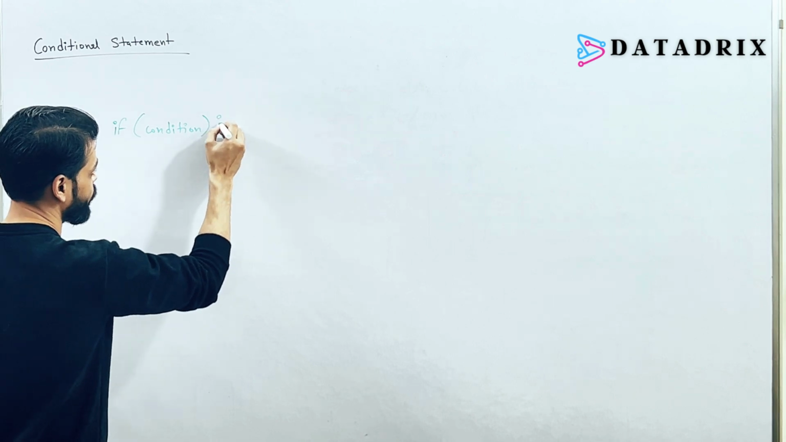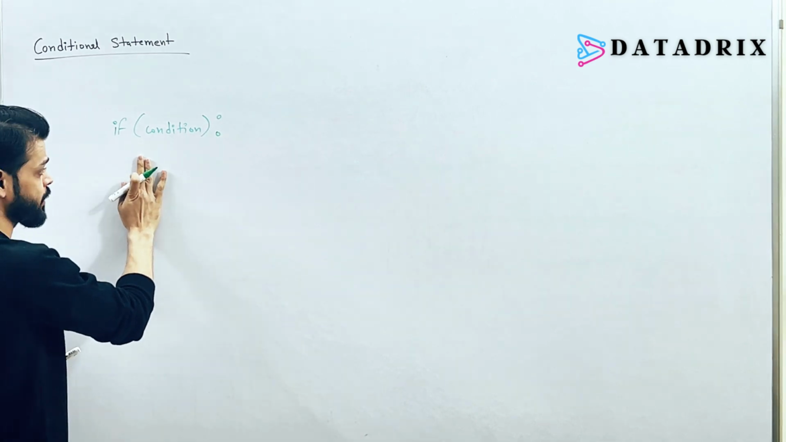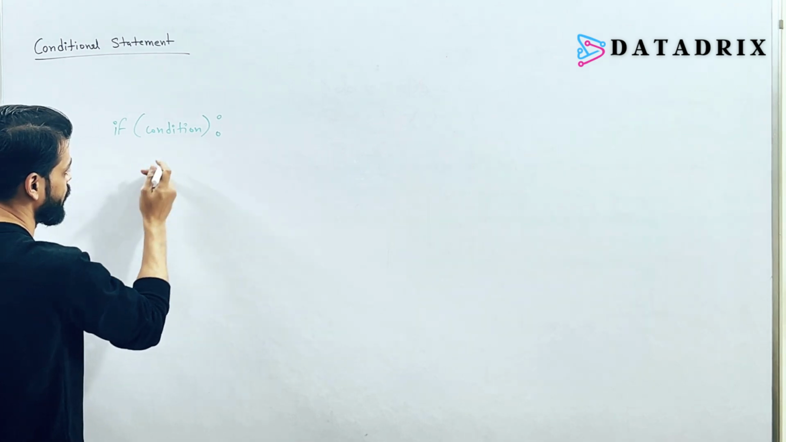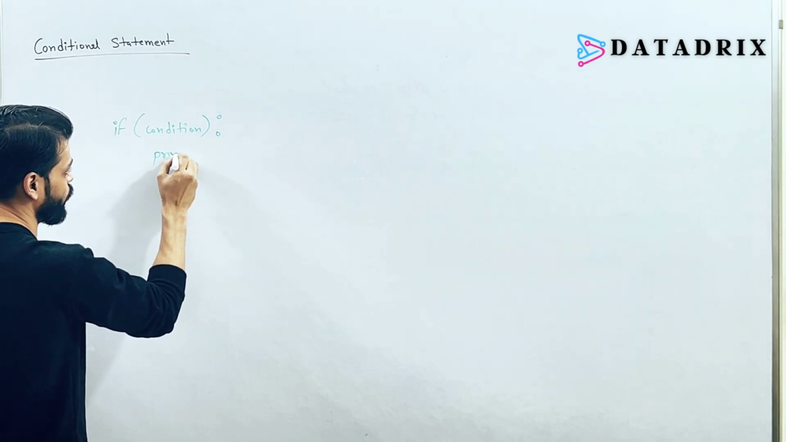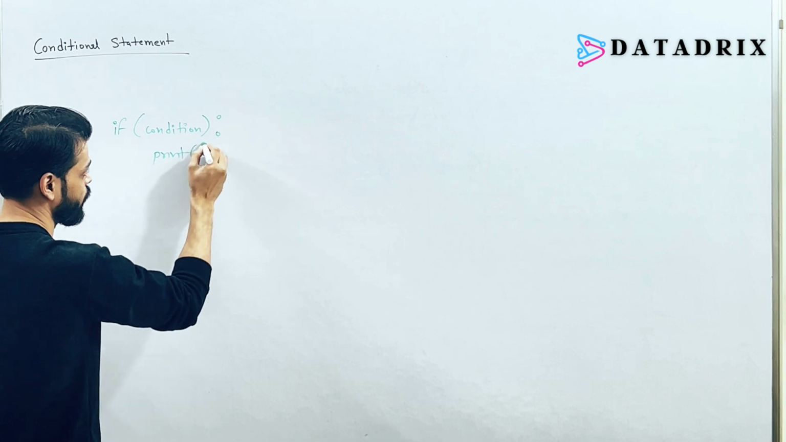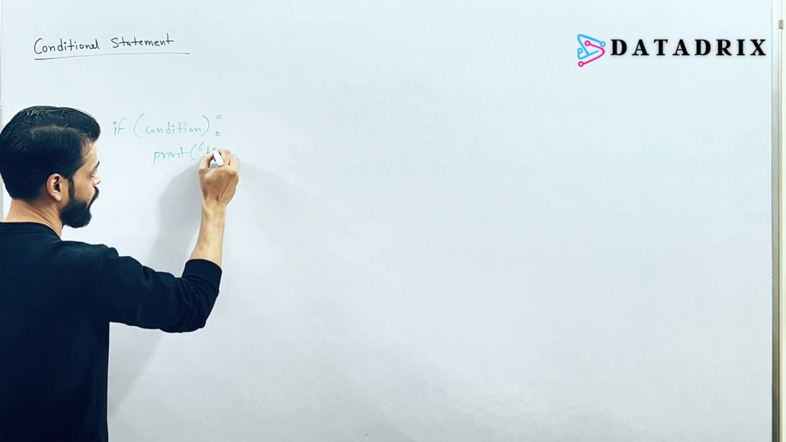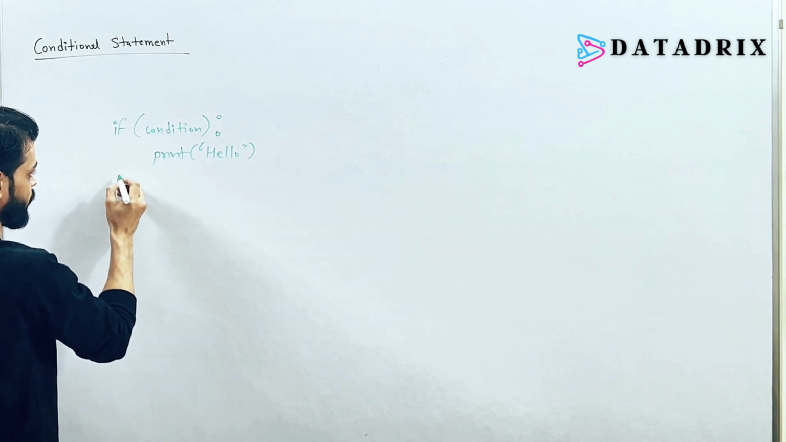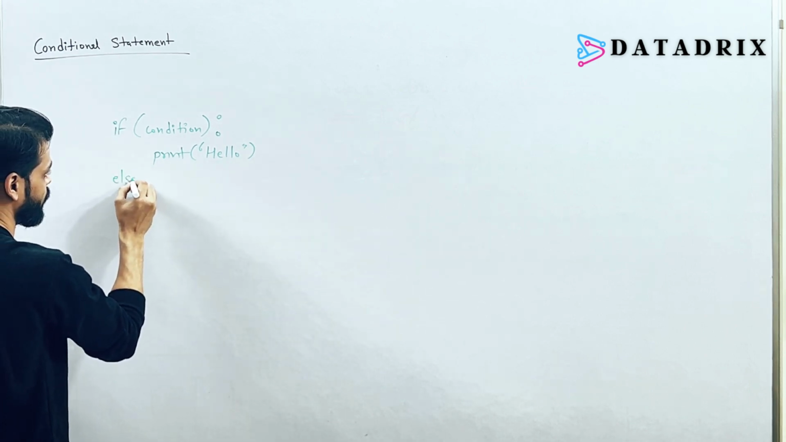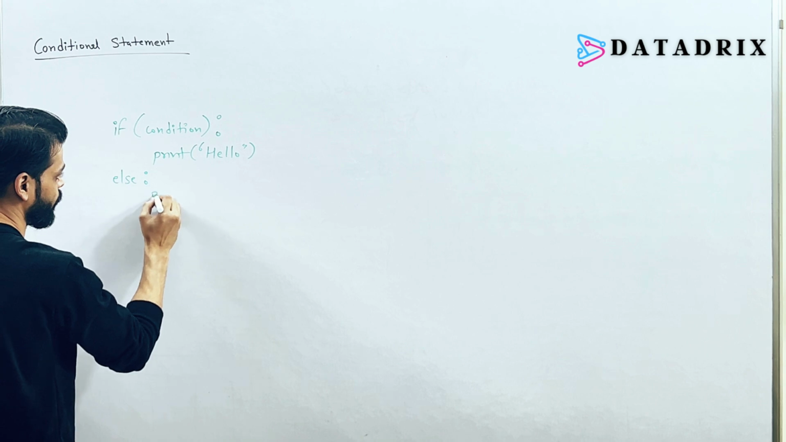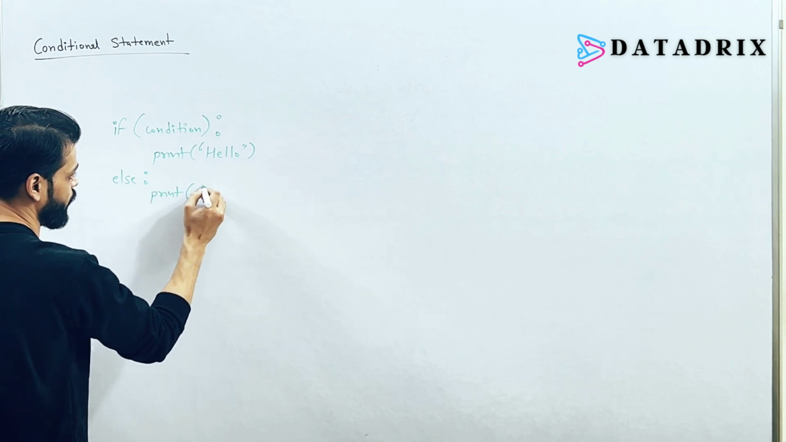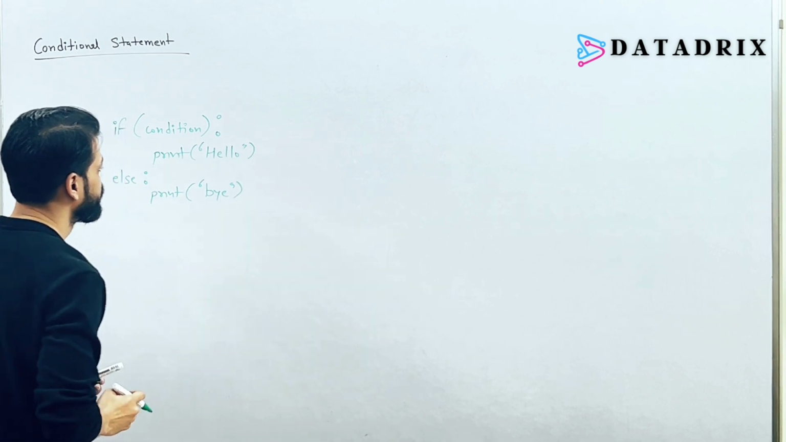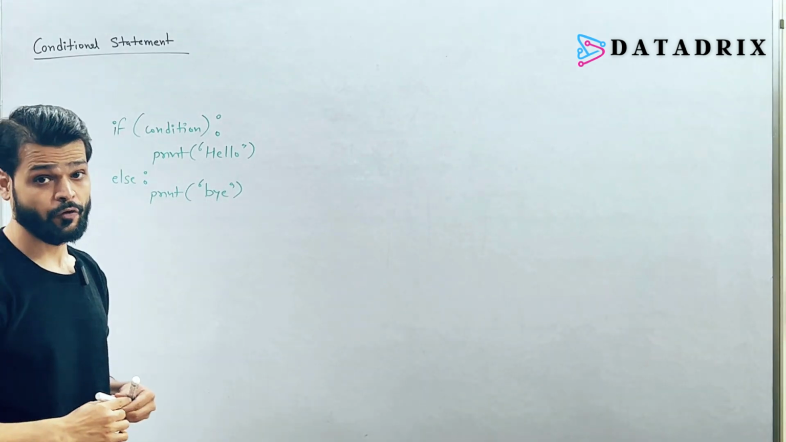body of this if, and we have to use exact four spaces: one, two, three, four, four spaces. And then we can put the body, whatever we want to print inside this condition. Let's say in this case, I'm going to print hello and the else part, else, body of else, let's say print by. So this is the syntax for if else condition.